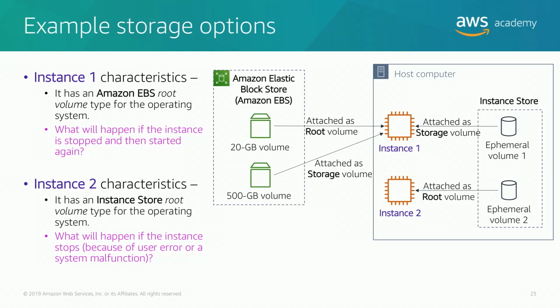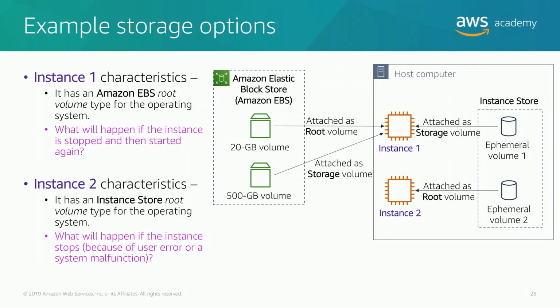If this instance was stopped and then started again, the OS volume would survive, and any data that was stored on either the 20 gig Amazon EBS volume or the 500 gig Amazon EBS volume would remain intact. However, any data that was stored on Ephemeral Volume 1 would be permanently lost.